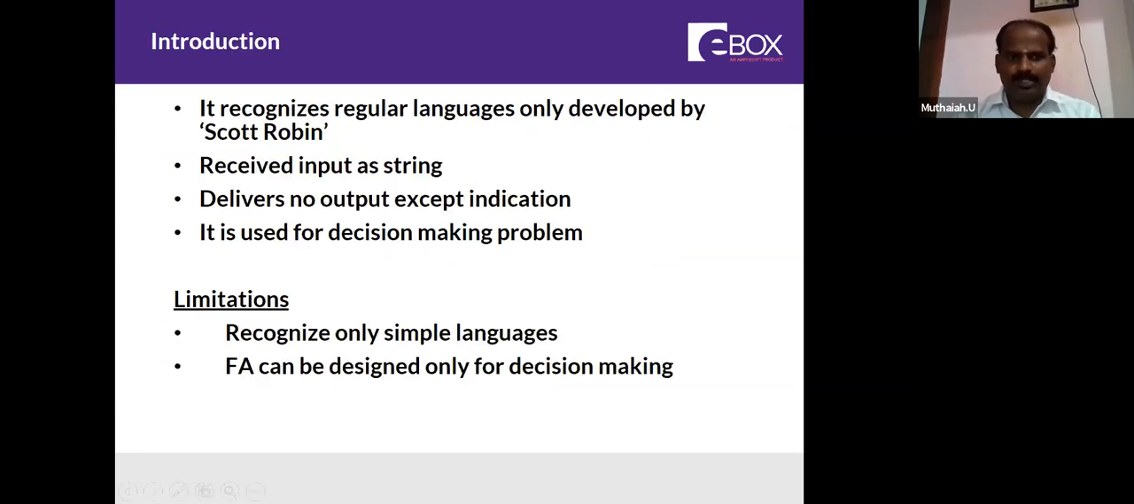So this one recognizes the regular language only, developed by Scott Robin. Scott Robin developed regular language. He's one of the scientists. You can remember some of the scientists' names here. One is Alan Turing. Chomsky is one of the scientists. He invented the hierarchy of languages. And then this Scott Robin, he introduced the regular languages.